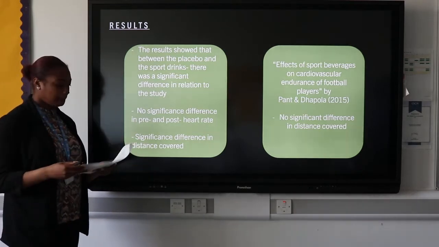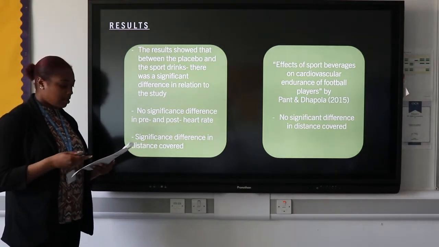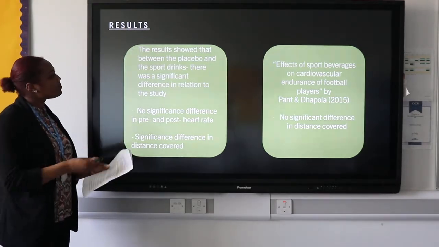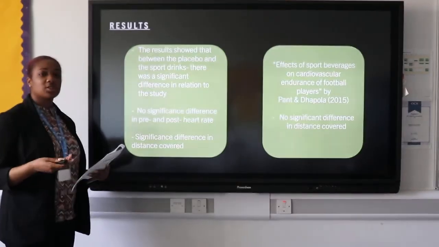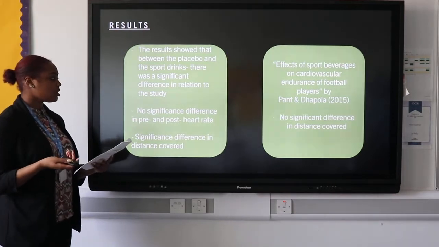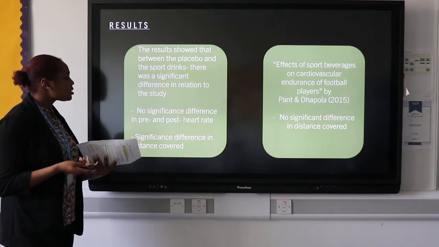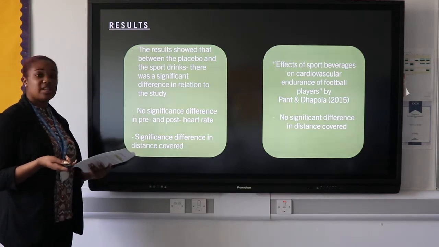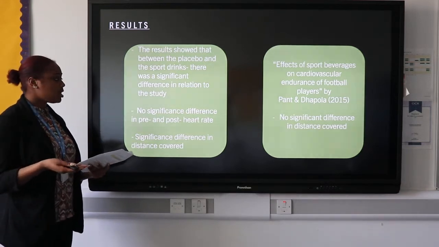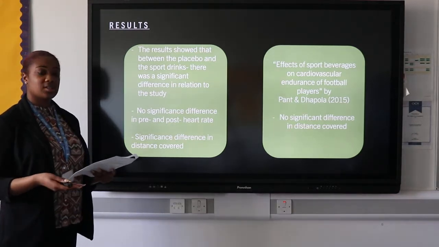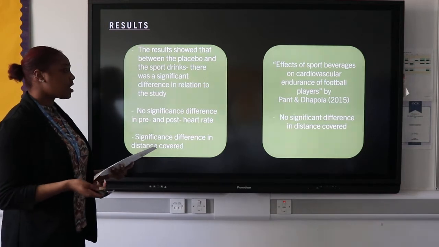Results. As you can see, the results show between the placebo and sports drinks there was a significant difference in relation to the study. However, there was no significant difference between the pre and post heart rate, but there was a significant difference in the distance covered.